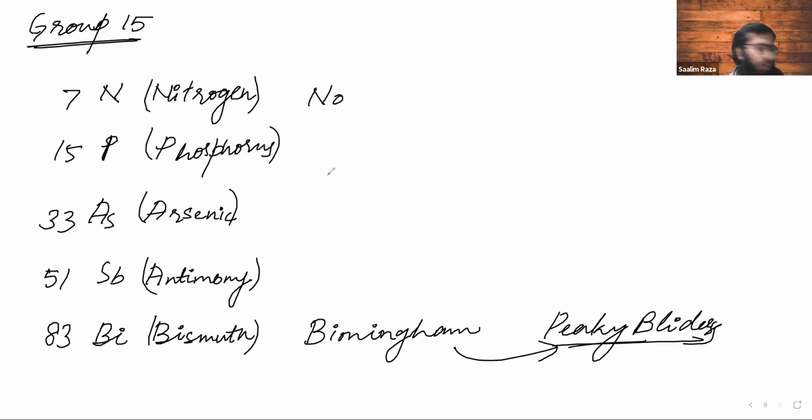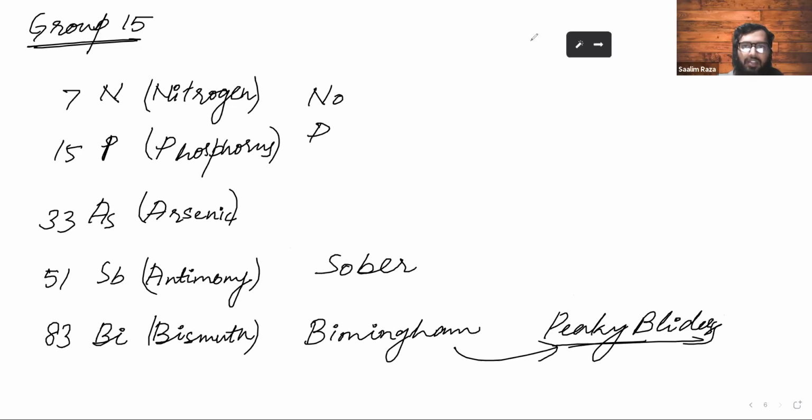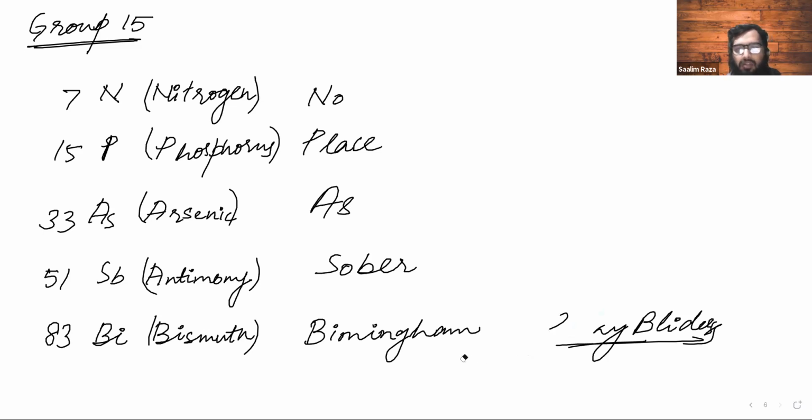So what do they own? They own a pub. And if somebody is in the pub, what happens? They are not sober, right? So: No place as sober as Birmingham. Why is it not sober? Because the Peaky Blinders own a pub there. That is what we'll call the nitrogen family.